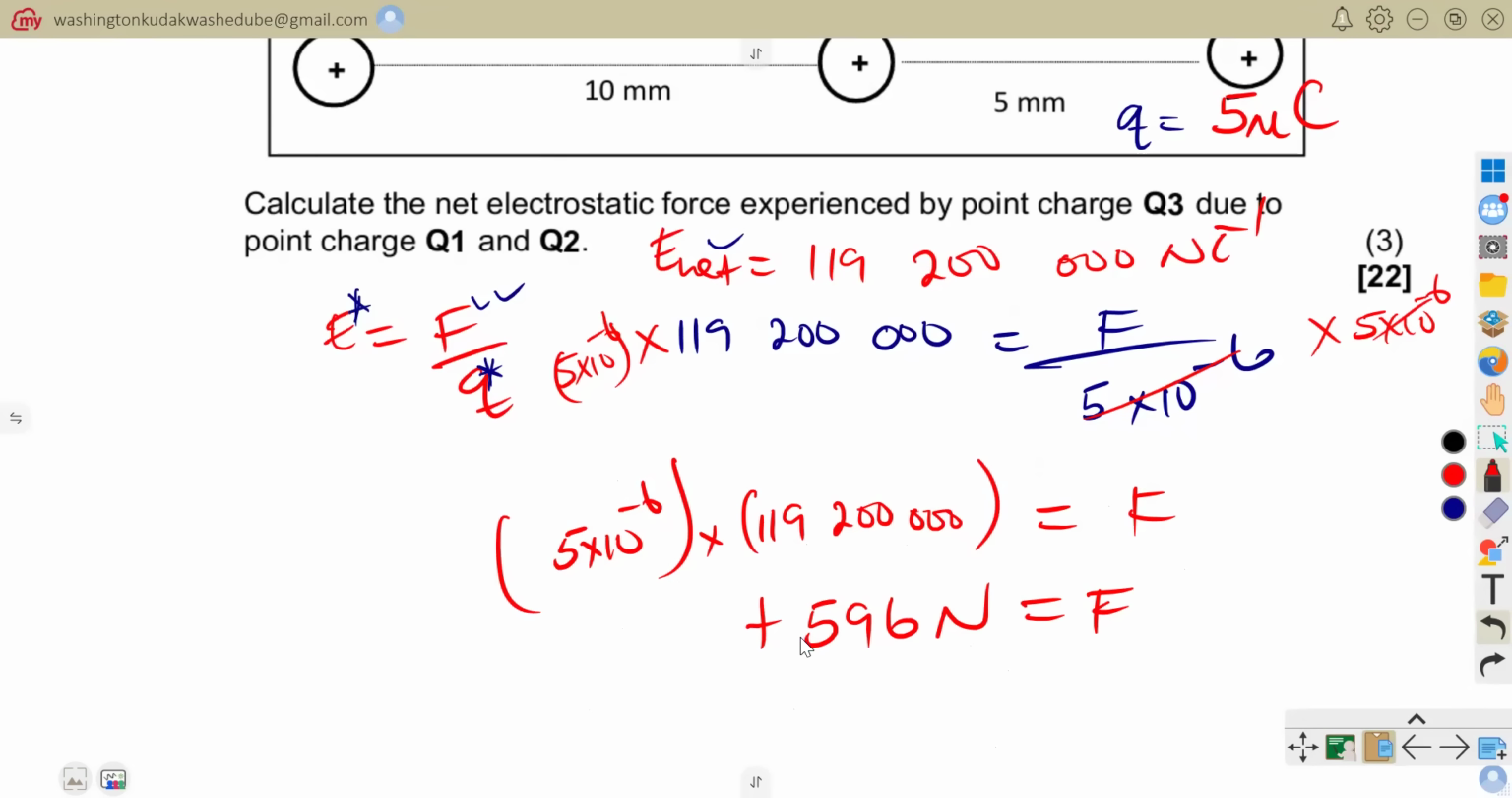This positive means that this force is directed towards that direction, because that is where our net electric field was directed. So this force is directed in that direction.